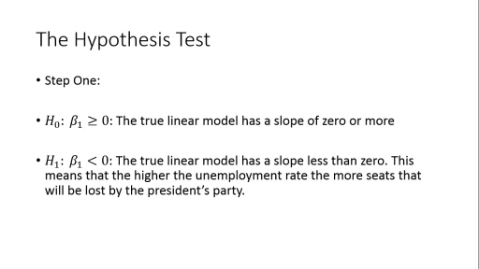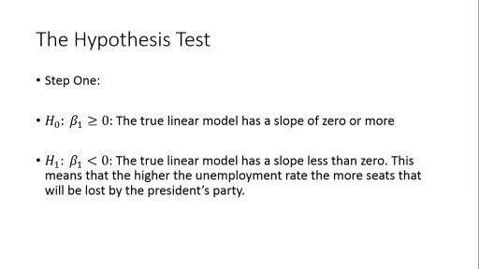So H0 is where beta sub 1 is greater than or equal to 0. And that's basically saying that the linear function is 0. The slope is either 0 or more. But what we wanted to test and see is if as unemployment increases, the number of house seats decreases, or the percent change decreases, which is where our second hypothesis is what we want to look for. Our alternative hypothesis, H1, which is beta sub 1 is less than 0. Or in other words, the true linear model has a slope of less than 0.